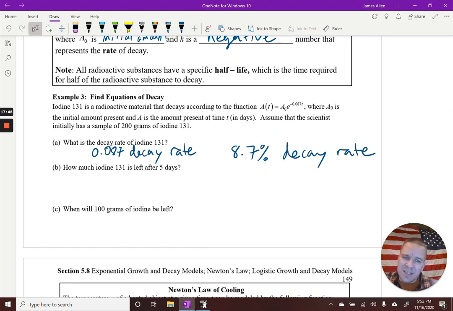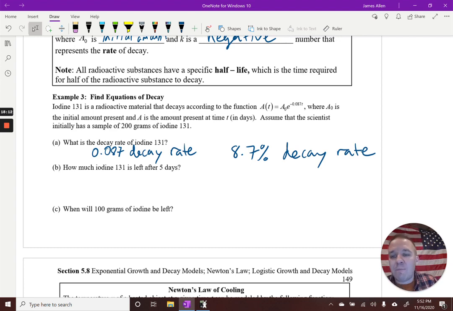So why did I not use a negative? Well, we're saying decay rate, right? We're already saying that it's going down. So having a negative and a negative makes a positive. We don't want to do that. So since we say 8.7% decay rate, we're saying it's decreasing at a rate of 8.7%. It's saying it's going down. Don't add an extra negative, okay? Two negatives make a positive.